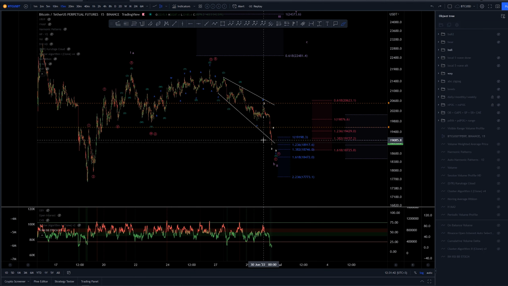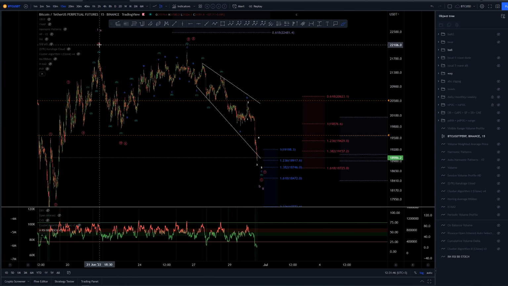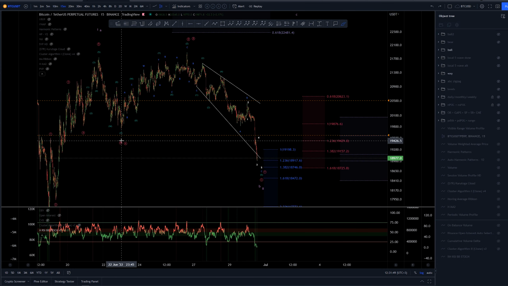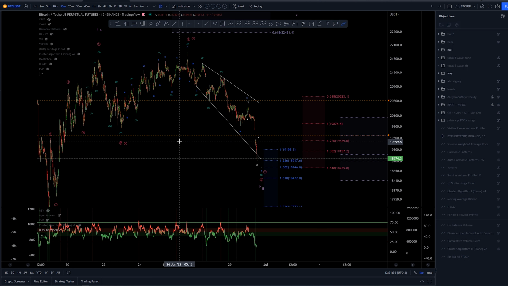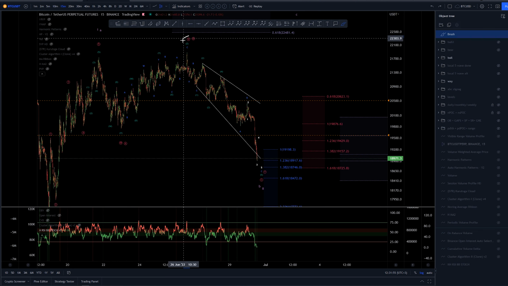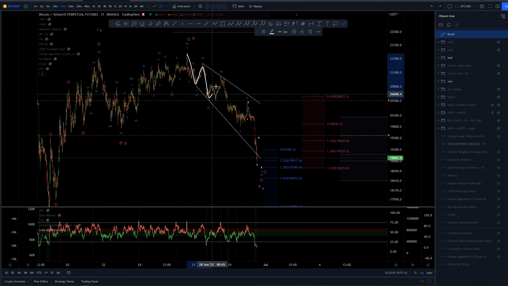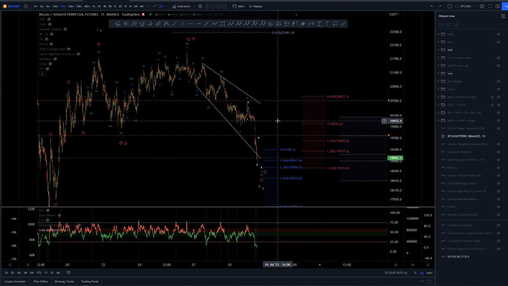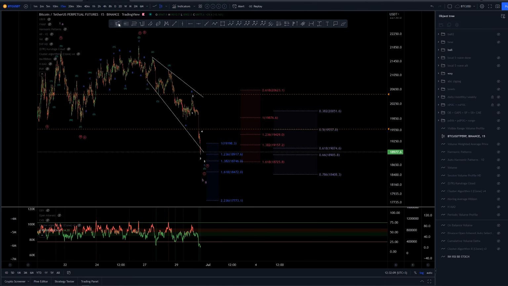Now in this scenario, again, three ways here, W, then this weird WXYXZ pattern here to wave X or wave B, and then again 1, 2, 3, 4, 5. Now 5 is very extended compared to the rest of the structure, so that has to be kept in mind. Now overall, this is still possible.